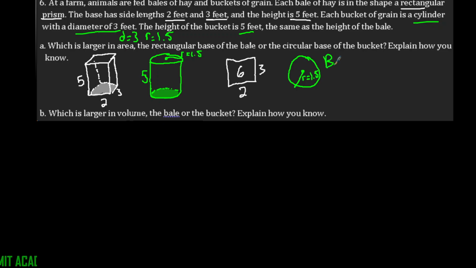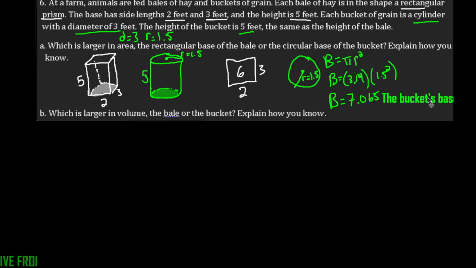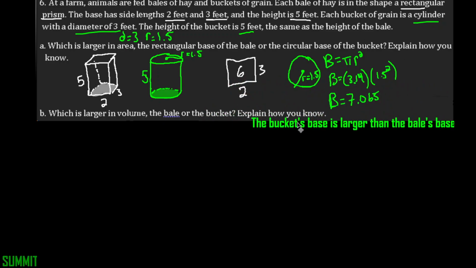So we're going to say the area of this base, this big B, is going to be equal to pi times the radius squared, which is equal to, let's say, 3.14 times 1.5 squared. Make sure you can type that into Desmos if you need to check how I get that answer. But we're going to say that the big B is going to be equal to 7.065. So which one is bigger? Well, we're going to say that the bucket's base is larger than the bale's base.